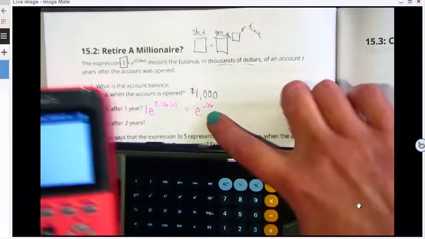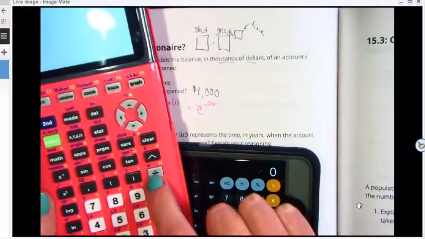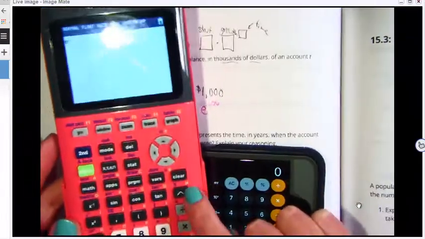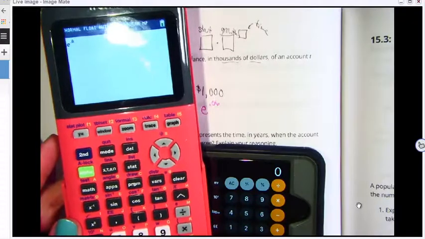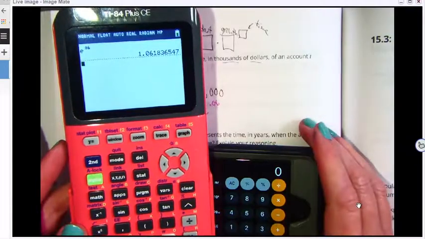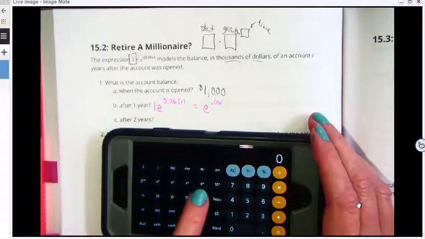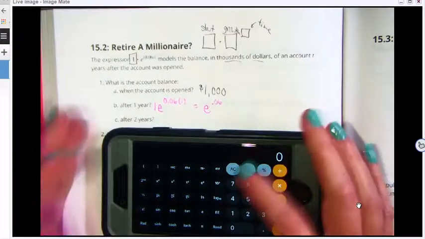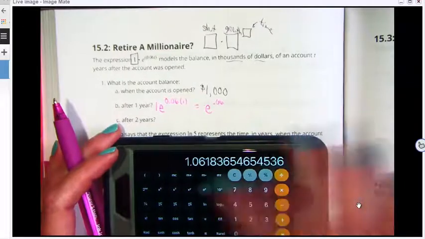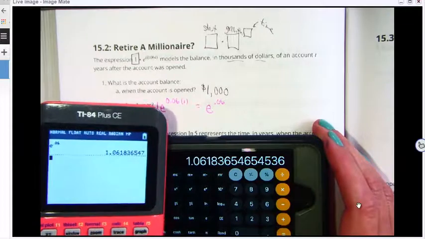And so I want e raised to the 0.06. The e on your graphing calculator is at the second divide button. So second divide brings up e. I'm going to use the caret to raise it to the 0.06 power. And I find 1.0618365547. If you're using yours here, you would use that e to the x button. And we want to bring e up to the exponent of 0.06, e to that exponent. And we've got the same value in either place.